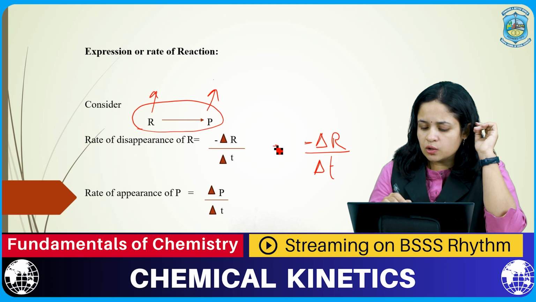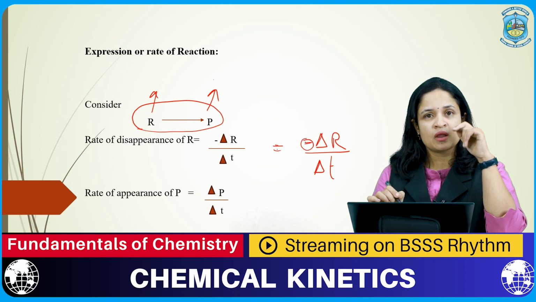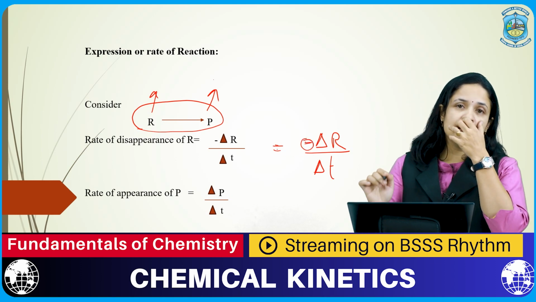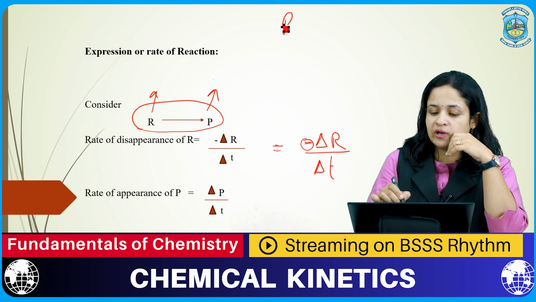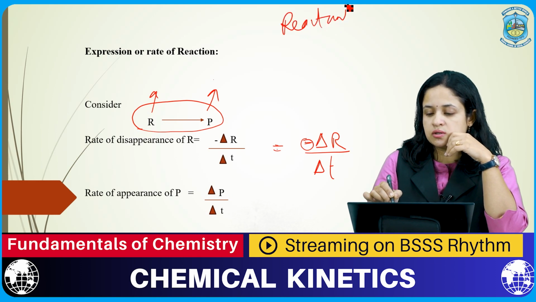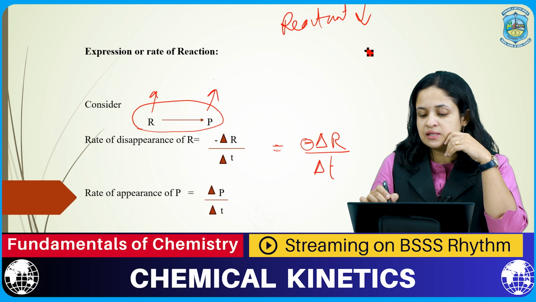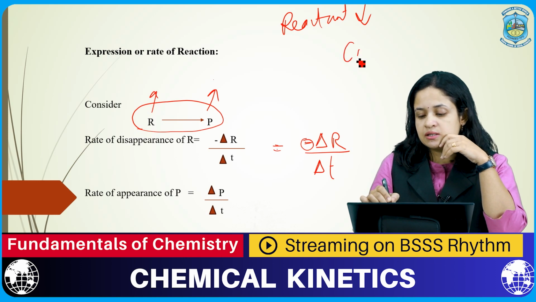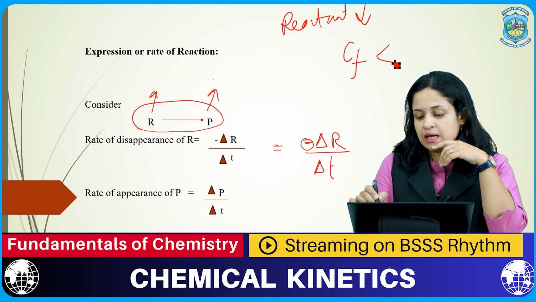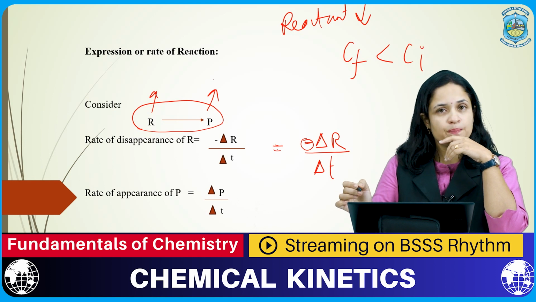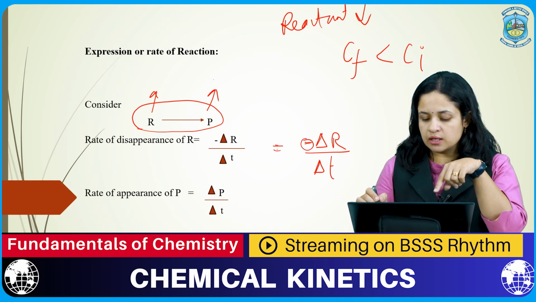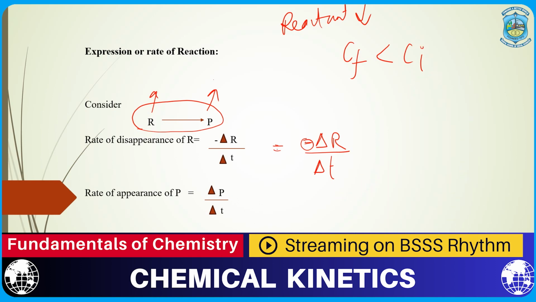Now, why have I included this negative sign over here? This is because we have seen that as time passes, the concentration of reactants reduces, which means that the final concentration of reactants is less than the initial concentration of reactants. So, if I put these values in this particular rate of disappearance of R and I omit this negative sign, suppose, what will happen? Concentration final minus concentration initial upon time taken.